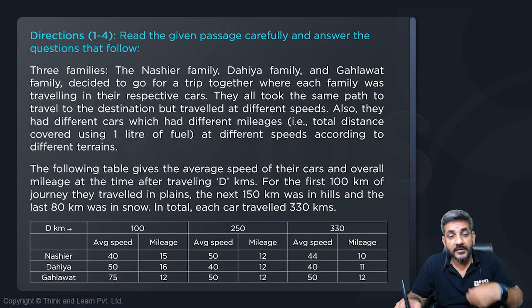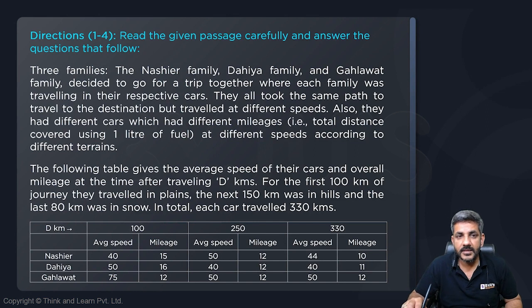Hello, so here we have the first set. Three families, the Nasher family, Dahiya family, and Galawat family, decided to go for a trip together, where each family was traveling in their respective cars. They all took the same path to travel to the destination, but traveled at different speeds also. They had different cars which had different mileages, that is, total distance covered using 1 liter of fuel at different speeds according to the different terrains.